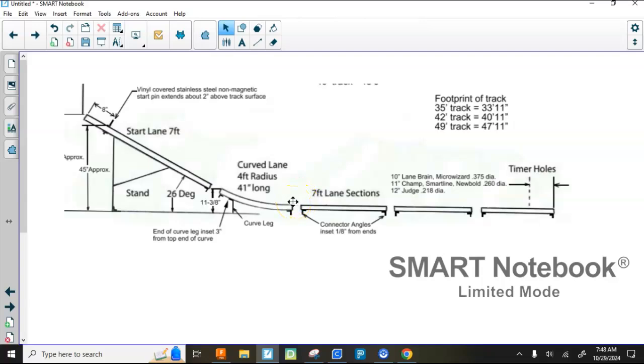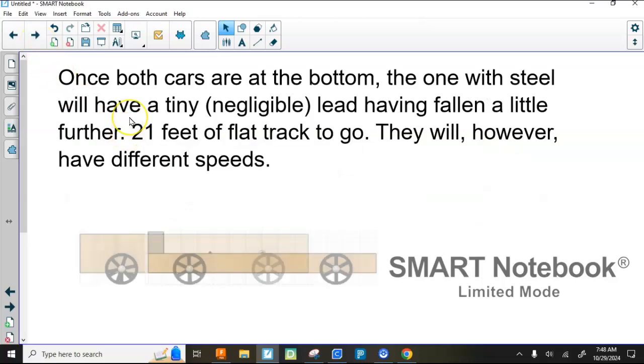As that races down the track, it's going to result in a larger drop. There will be more potential energy converted to kinetic energy, so that when I come out of the bottom here and run this straight section, the car with the steel weight will be running faster. When I get to the bottom, I'm going to have less than a car length lead with the steel. Essentially, we're going to treat that as negligible. There's still 21 feet of flat track to go. That's where they're going to have the different speeds.